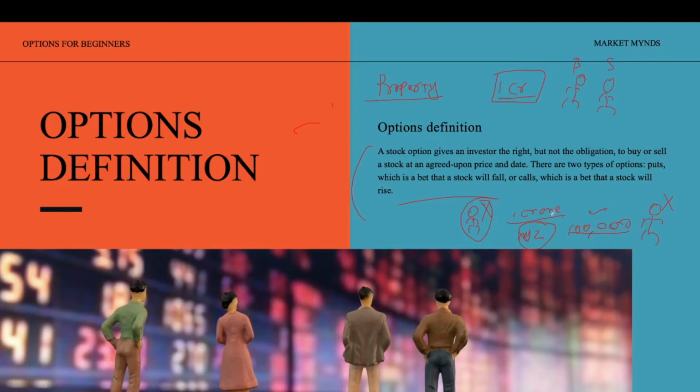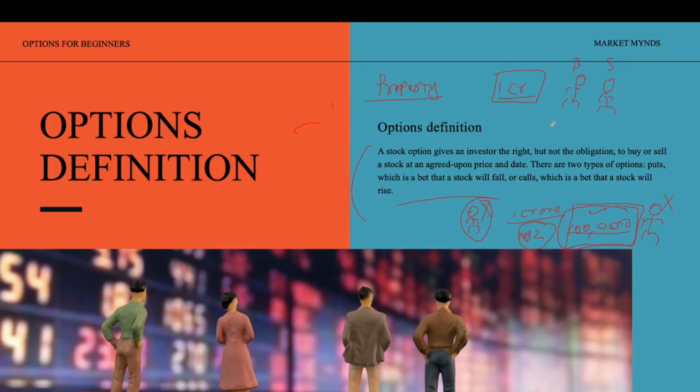Once you have given the token amount, let's assume the buyer changed his mind. Now he's saying that, boss, I don't want to buy the property. So the seller can keep the premium, or whatever you call this token money. So options are very similar, guys, but with a little bit of a twist. Just understand the concept here.